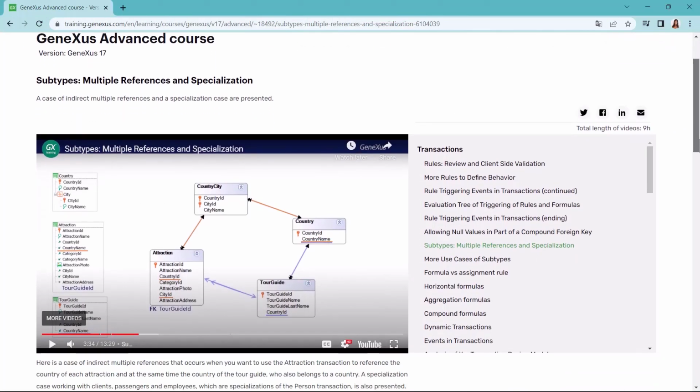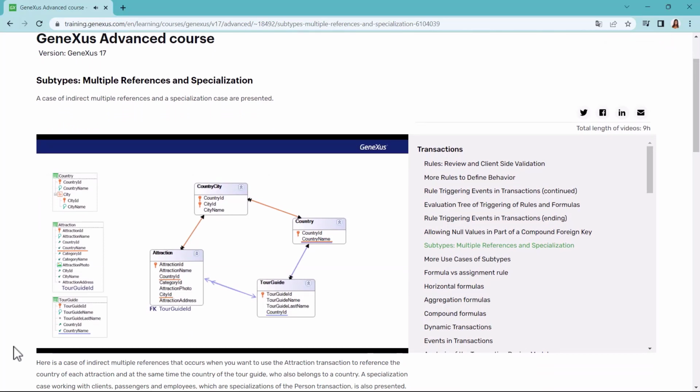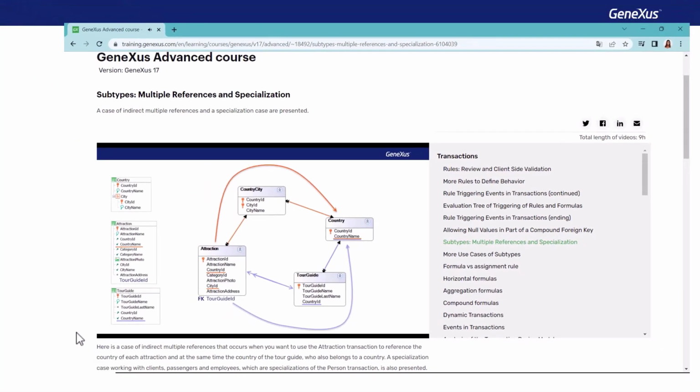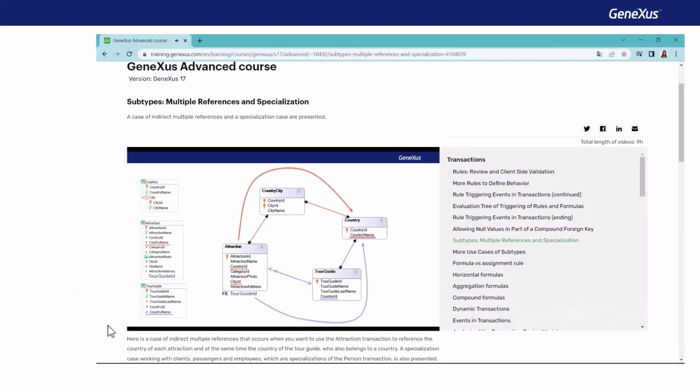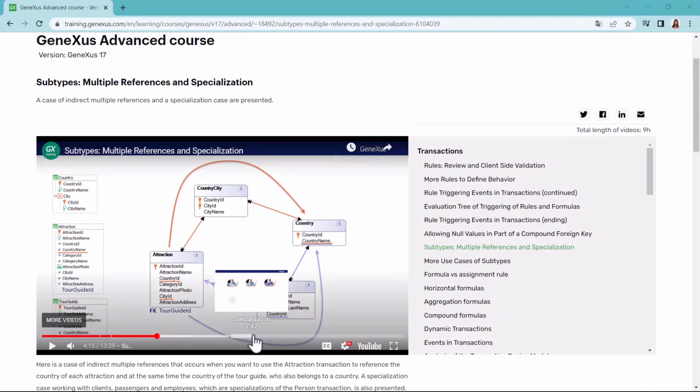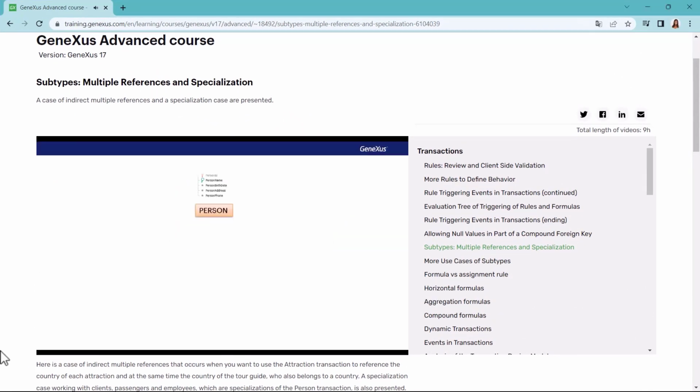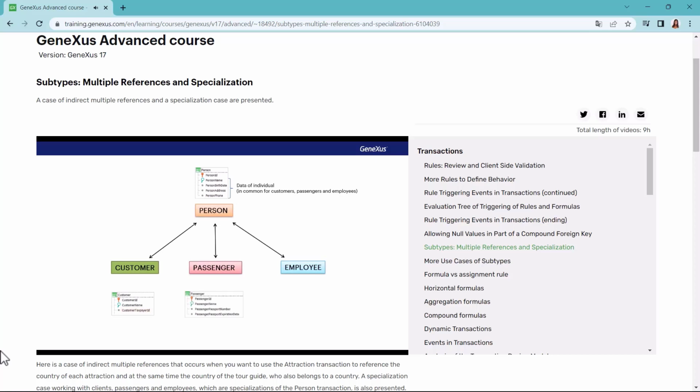Later on, we studied a case of multiple indirect references, since, given a table, we had two paths to get to another one. It was the case where we had to record information about tour guides, and there were two paths to get to the country ID attribute to identify their country. In the same video, we saw a case of using subtypes to represent a specialization, where one transaction recorded the data common to people, and other transactions, specializations of the first one, recorded their particular information.